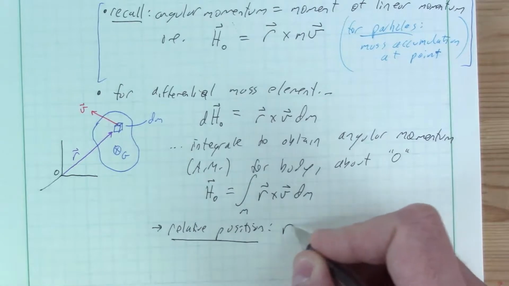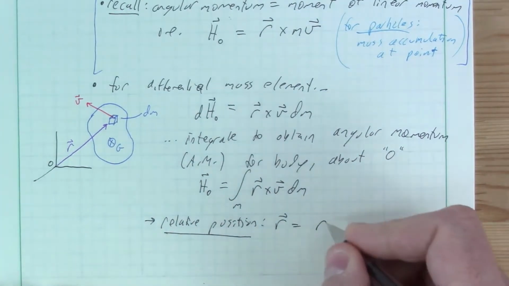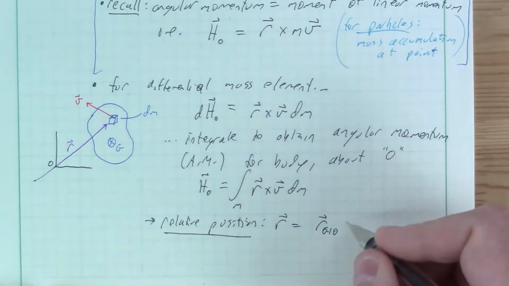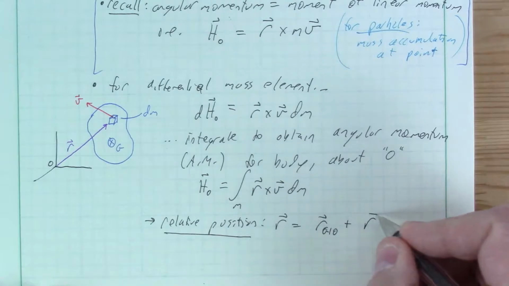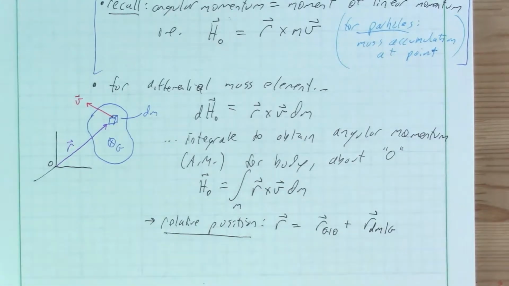Okay, a relative position, R, right? A different way to get to R is to go from the origin to G, the center of mass, and then add in the relative position to dm from G. Okay, so that's going to look like this, right?